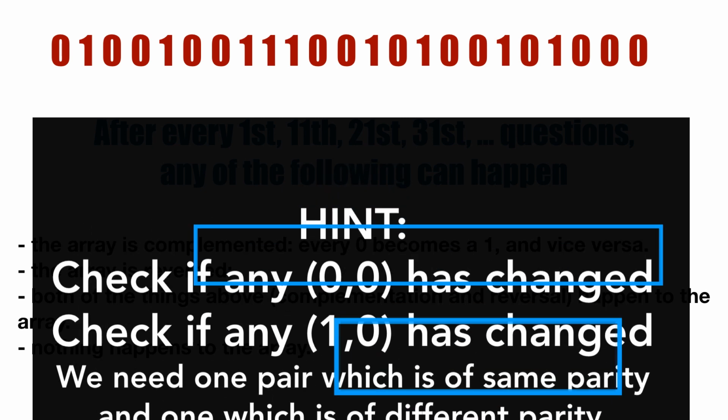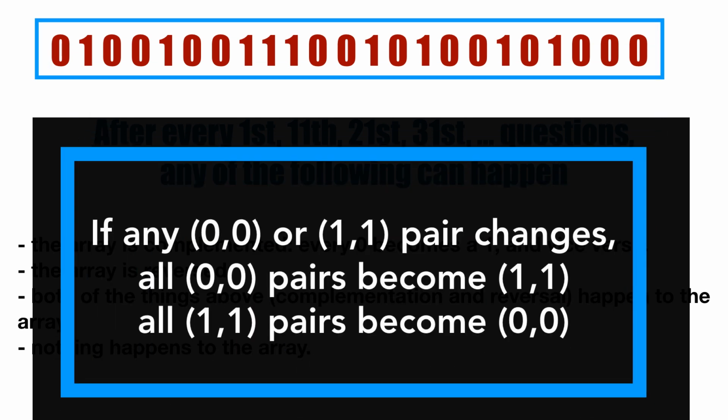Okay, so what we have to do is, if any 0, 0 or any 1, 1 pair changes, then all of these pairs of same parity are going to change. Similarly, if any pair of different parity changes, all pairs of different parity are going to change. 1, 0 is going to become 0, 1, and 0, 1 is going to become 1, 0.